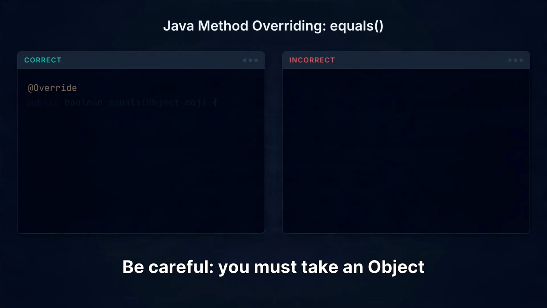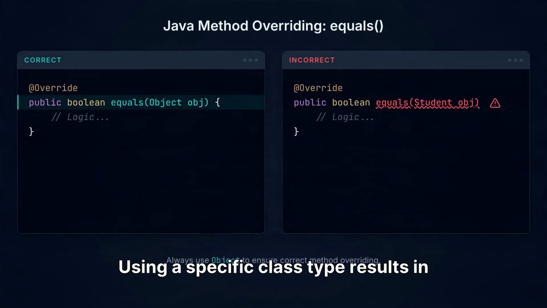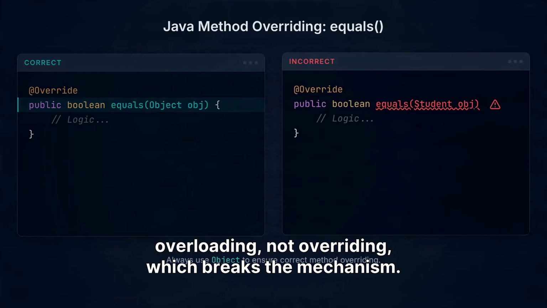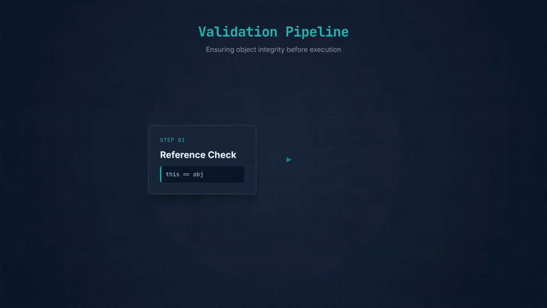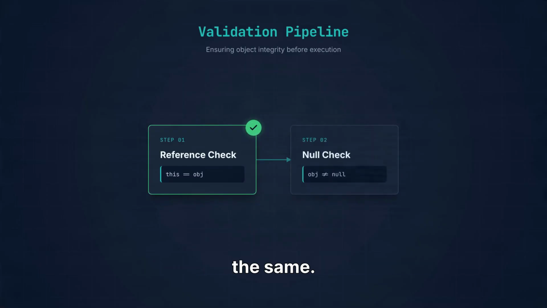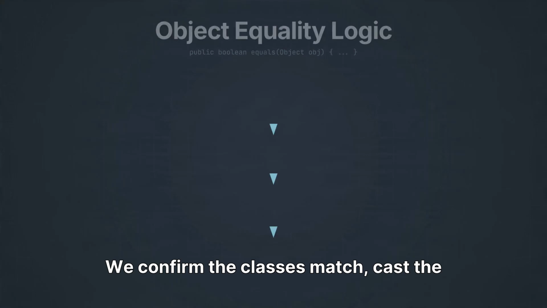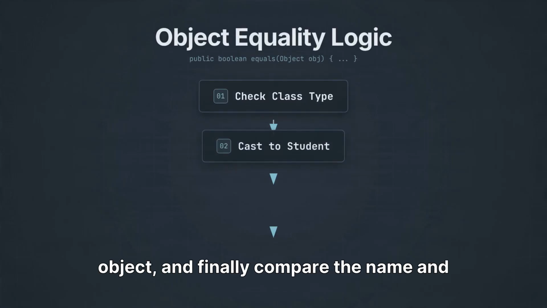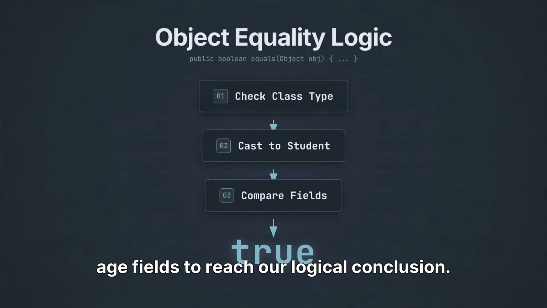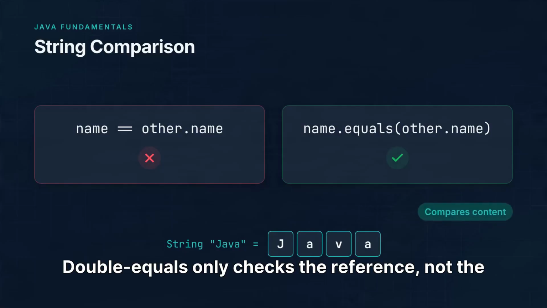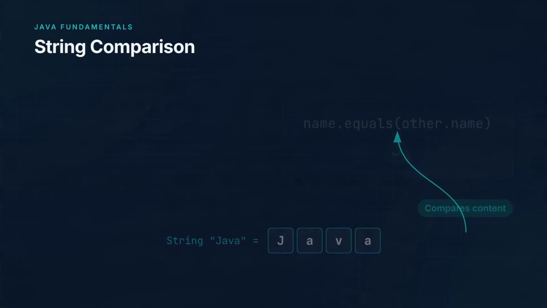Be careful, you must take an Object as the parameter. Using a specific class type results in overloading, not overriding, which breaks the mechanism. Let's walk through it. First, we check if the references are the same. If not, we ensure the other object isn't null. We confirm the classes match, cast the object, and finally compare the name and age fields to reach our logical conclusion. This is why strings should always be compared with equals. Double equals only checks the reference, not the actual characters inside the string.